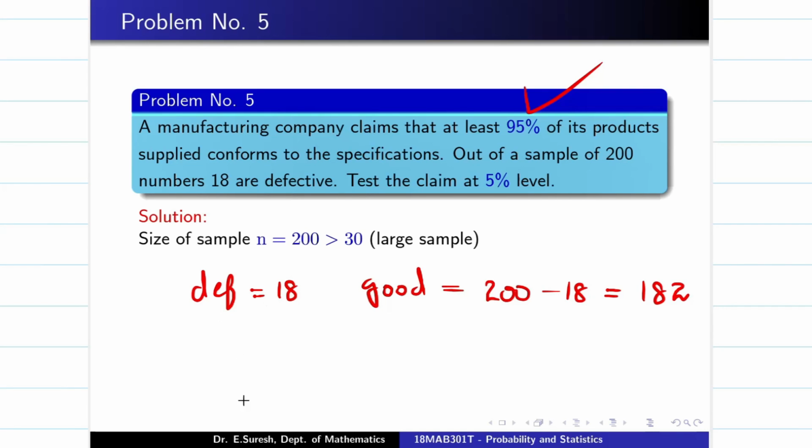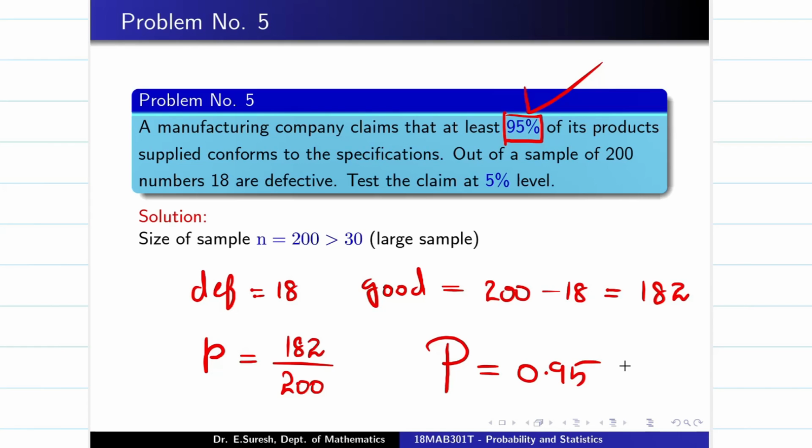Okay. So now my small p: 182 products are good when I buy 200 products. This is my proportion. But the company says they are giving 95% good products. So capital P is going to be 0.95.